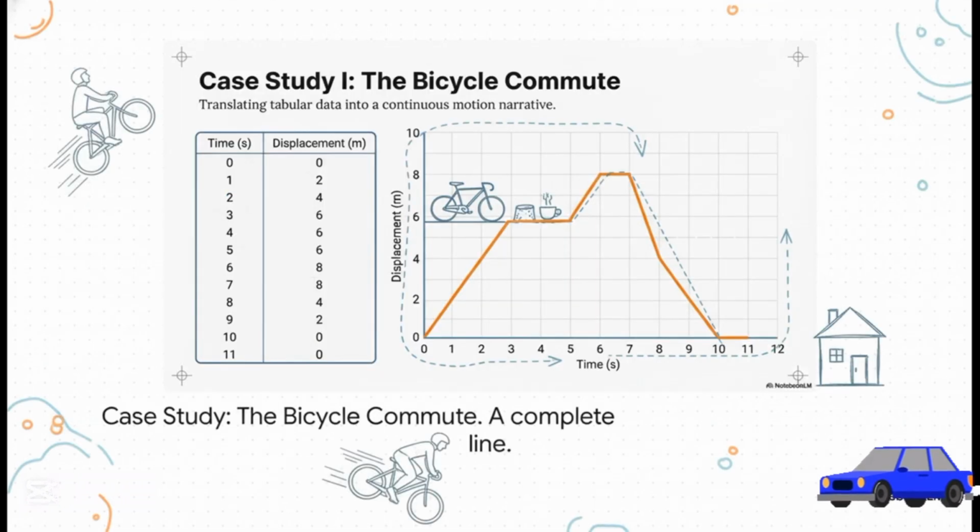Now let's look at something a little more complex. This is a displacement time graph of a bicycle commute, and you can see the whole narrative. First, there's a steady ride away from home. That's the positive slope. Then, a short break where the line goes flat. No change in position. After the break, the cyclist keeps going, before finally turning around and heading back home, which is shown by that steep, negative slope. It's a full story, all told with a single line.